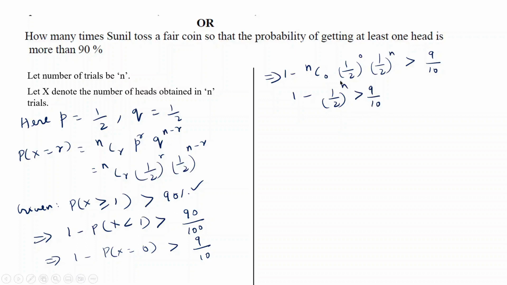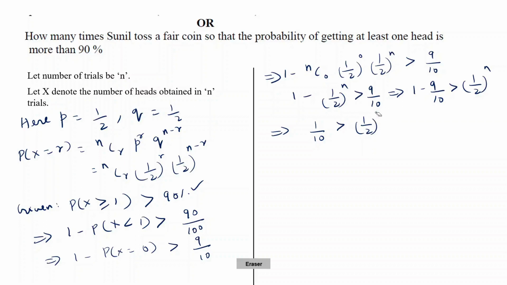Now let us transpose half raised to n to the other side and 9 by 10 to the left hand side. So from this we get 1 minus 9 by 10 greater than half raised to n, or 1 by 10 greater than half raised to n. Now this half raised to n is nothing but 1 by 2 raised to n, because 1 raised to n is 1 only. So we have 1 by 10 greater than 1 by 2 raised to n. If we cross multiply, we get 2 raised to n greater than 10.